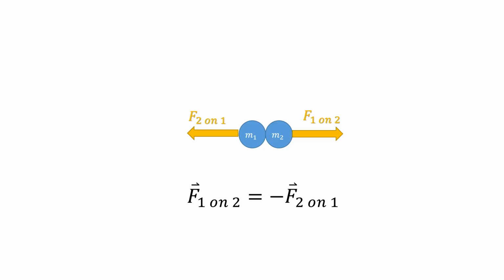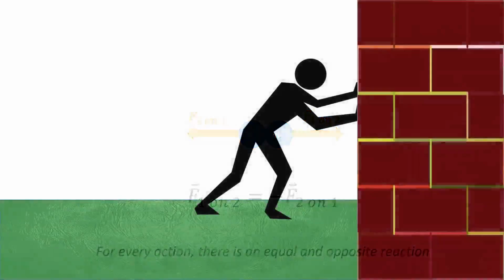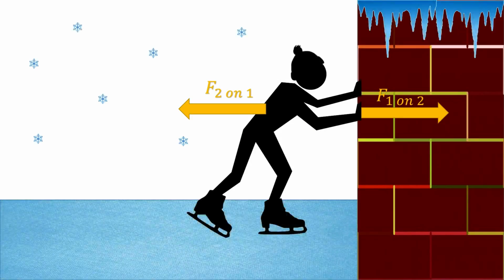If we call the force that 1 exerts on 2 an action, then we refer to the force 2 exerts on 1 as a reaction. Thus, Newton's third law is often stated as: for every action, there is an equal and opposite reaction. This should agree with your own experience. If you push against a wall, you feel the wall pushing back against you. If you do this in a low-friction environment, you can fully expect to receive a backward acceleration.